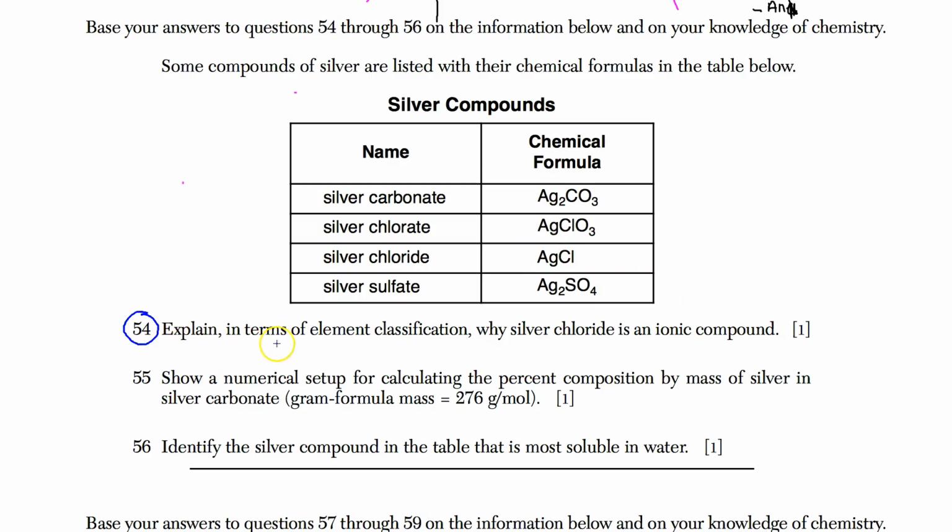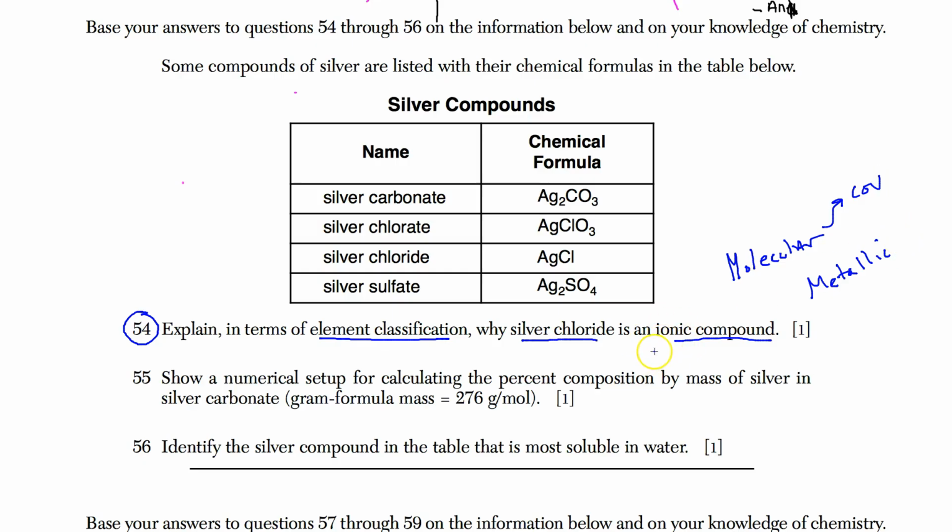So here you go, number 54. In terms of element classification, why is silver chloride an ionic compound? Well, we could clearly have this question in multiple choice. They could say which of the following is an ionic compound, and they'll have silver chloride possibly as a choice. So this is clearly the things you've learned. You must know what things are ionic compounds. Another choice could be a molecular compound or a metallic. These, of course, have different types of bonds. Molecular is covalent, metallic has metal bonds, and these, of course, have ionic bonds.